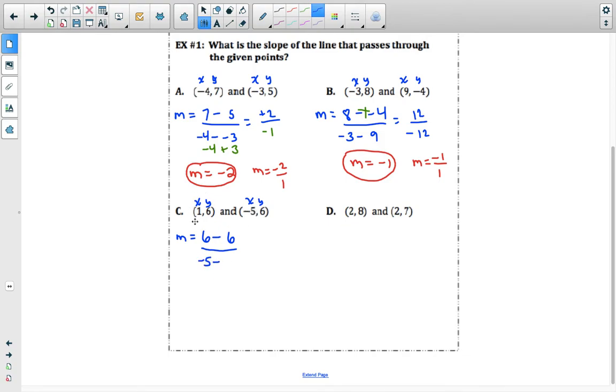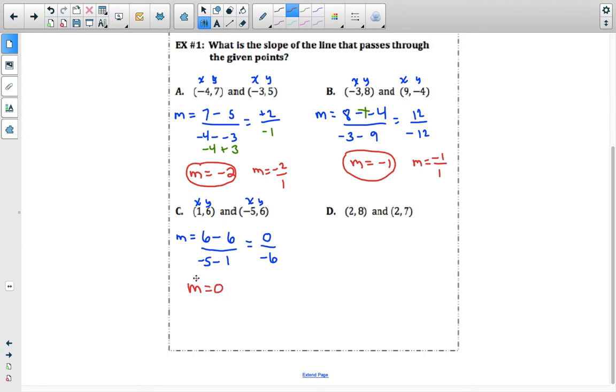Minus, and then I go back to my other coordinate. My x value is 1. Now to simplify, 6 minus 6 is equal to 0, divided by -5 minus 1. So -5, we're already in the negatives, and we're going more negative. That becomes -6. 0 divided by -6 is 0. This is m equals 0. This is a 0 slope.